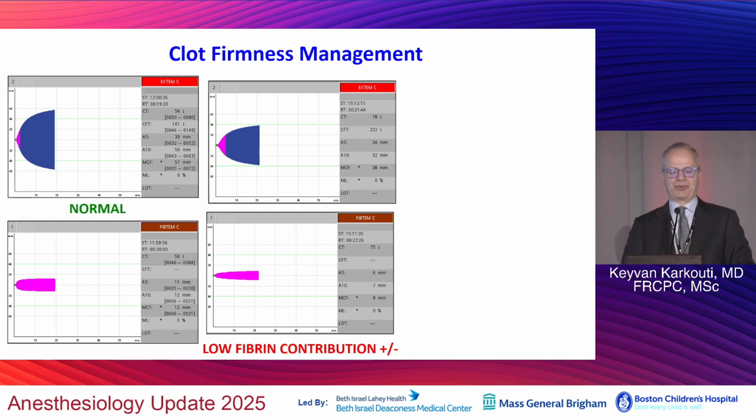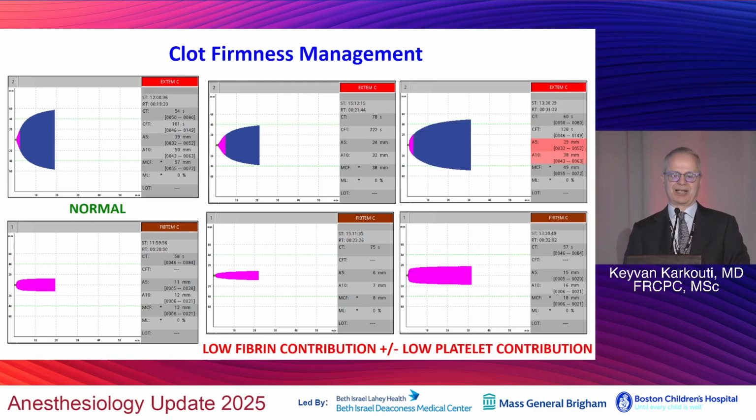Here you have a situation where the maximum clot firmness and A5 and A10 are all reduced, and your FIBTEM is also reduced. So this patient has low fibrinogen, but could also have low platelets. We don't know for sure, because whether or not all that reduction in MCF is due to low FIBTEM or not, you can't really tell. So there's the ambiguity that you get in viscoelastic assays.